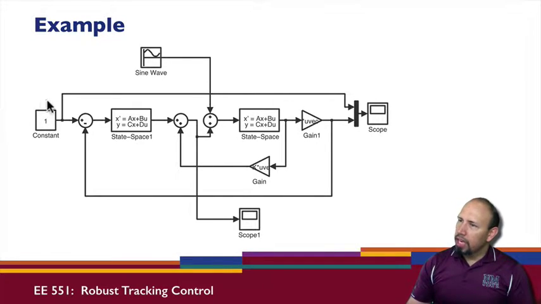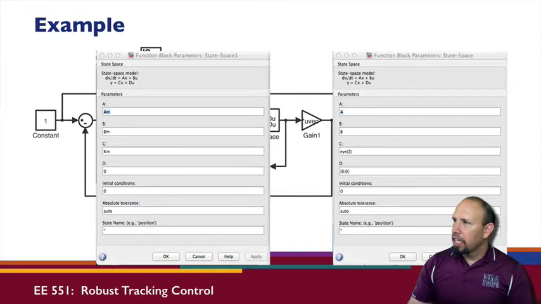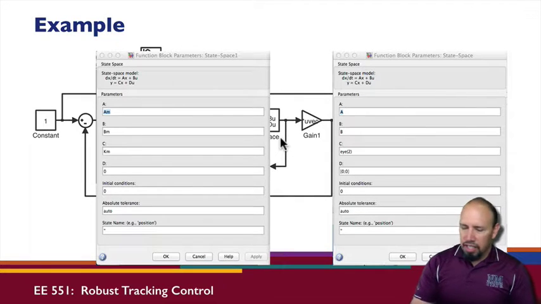Here's my reference that I'm trying to track. Here's my disturbance, and this is a Simulink model for it. In terms of my state models, these are the actual matrices I put in there: A, B, C, A, B. Notice here I, 0, and 0, 0 as our D. Those are the state model blocks that I put in there.